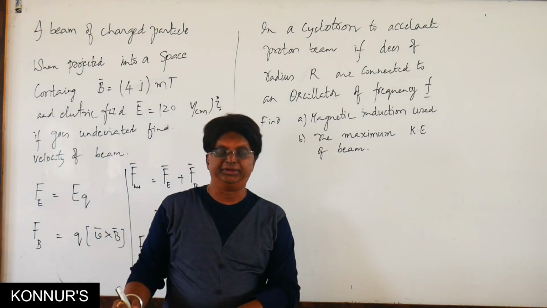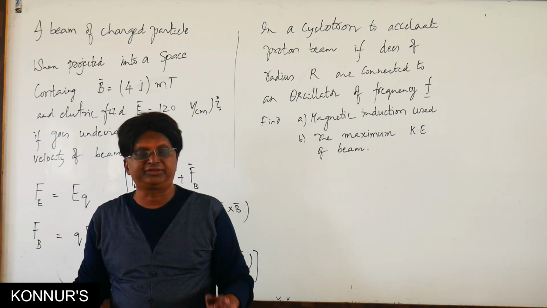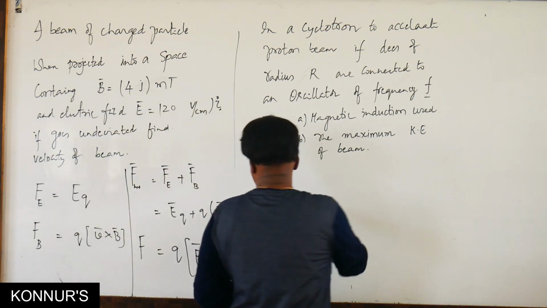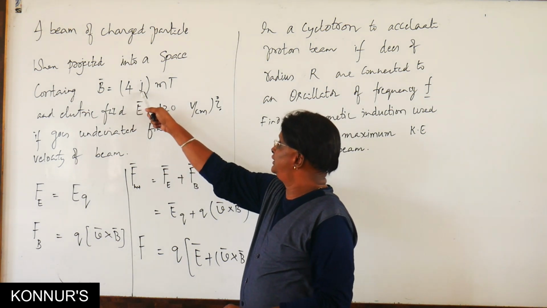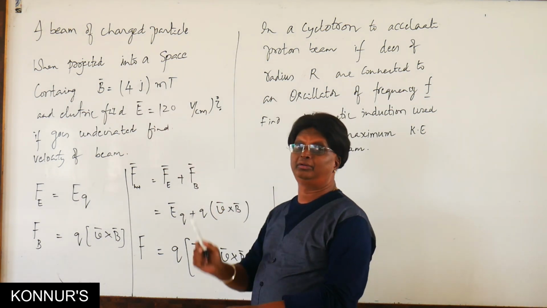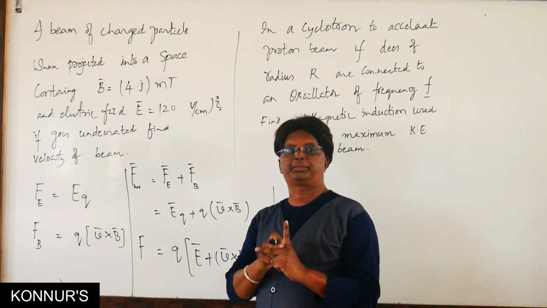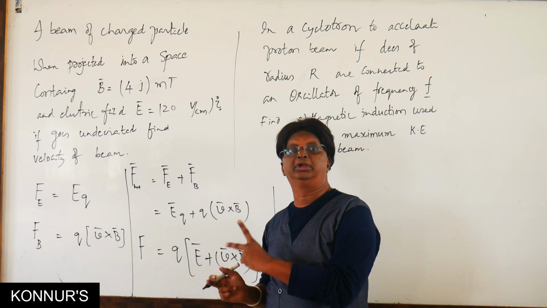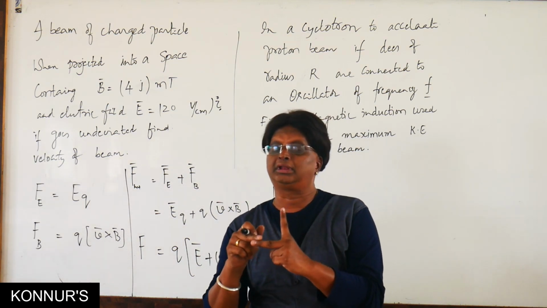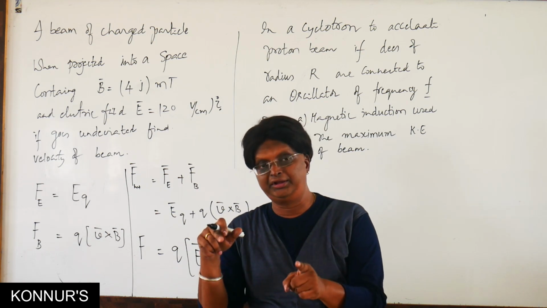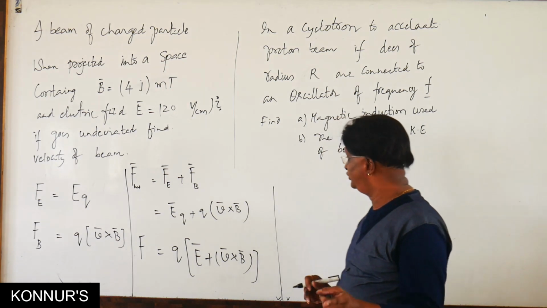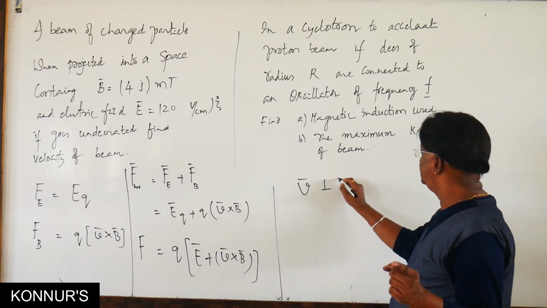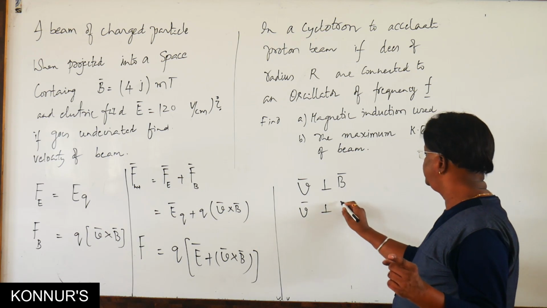Now in the given example, it is said that the beam goes undeviated. What is the meaning of going undeviated? What are the different possibilities? Now we'll discuss that. According to the data, the magnetic field is along positive y-axis and the electric field is along positive x-axis, so the electric and magnetic fields are mutually perpendicular. In such a case, do remember, for a beam of charge going in a space containing perpendicular electric and magnetic fields, the condition for no deflection would be that V bar, the velocity vector of the beam, should be perpendicular to B bar and also perpendicular to E bar.